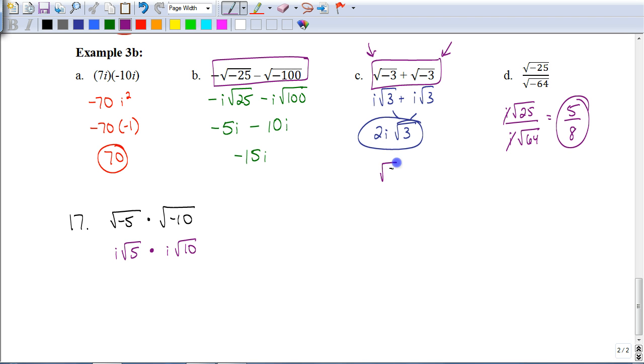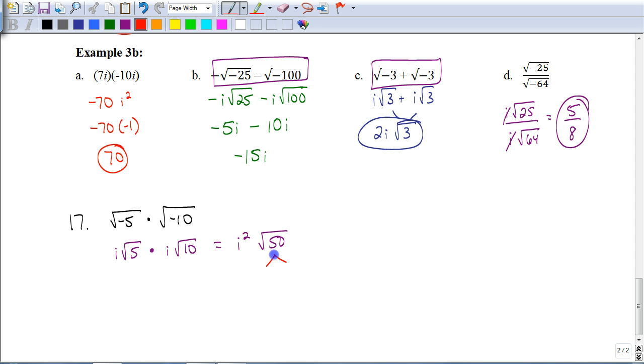If this had been i square root of 3 plus i square root of 2, I would not be able to simplify it because there are different numbers under the radical, so I would leave it like this. But multiplying does not follow the same rules. When we multiply, we can just go ahead and multiply by whatever is under the radical. So for this one, outside the radical, I'd have i times i, which is i squared, and square root of 5 times square root of 10 would be square root of 50.